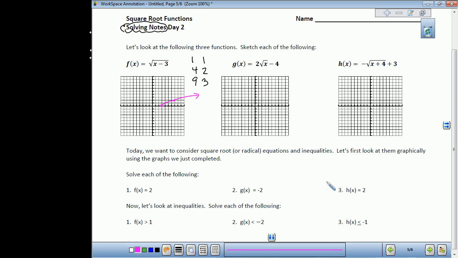Okay, on G, there's nothing under the radical of the x, so I do not shift left or right any. But the negative 4 takes the function down 4 units. So my endpoint, the starting position for this square root, would be down here at 0, negative 4. That's where the endpoint lies. Now, because of the 2 out in front, we're going to have to double these moves. So I go over 1 up 2. I go over 4 up 4. I go over 9 up 6. And then there's your graph.